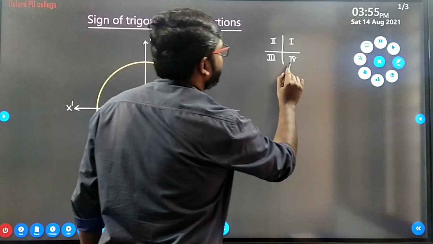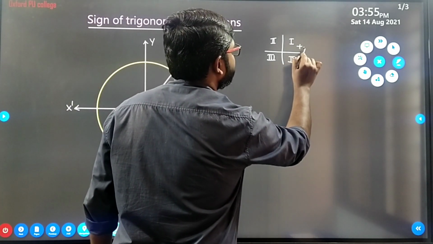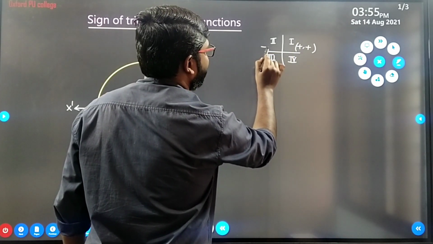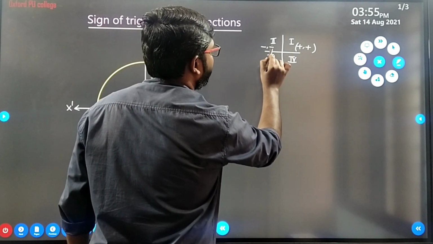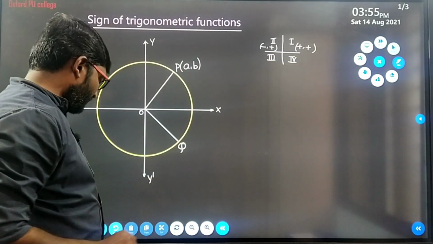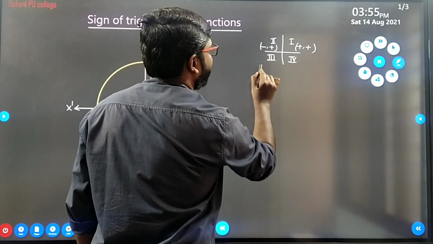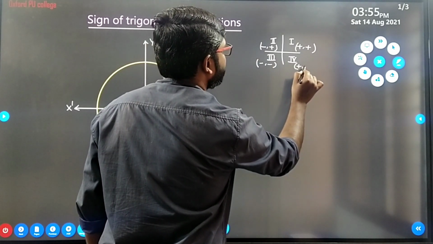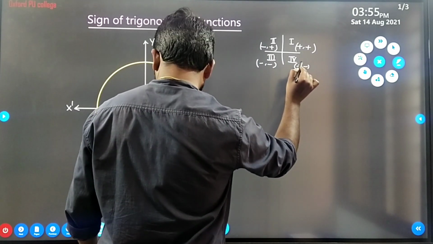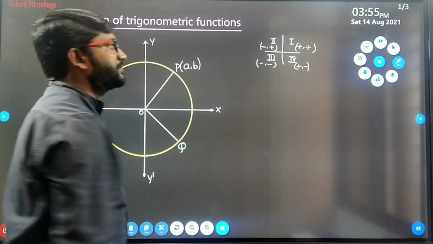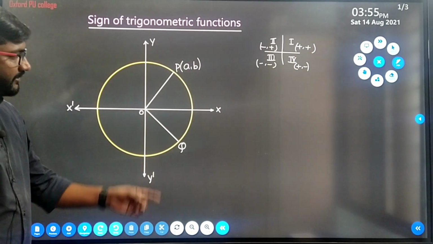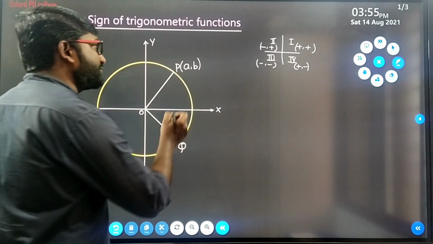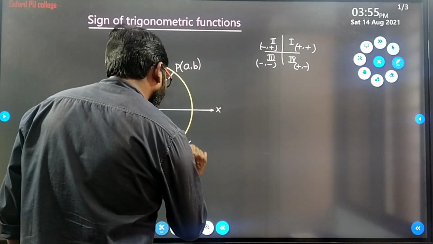So in the first quadrant both x and y are positive. In the second quadrant x is negative, y will be positive. Then in the third quadrant both x and y are negative, minus comma minus. In the fourth quadrant x is positive, y is negative. Now you are in the fourth quadrant, that means the x coordinate must be positive. So I take plus a.